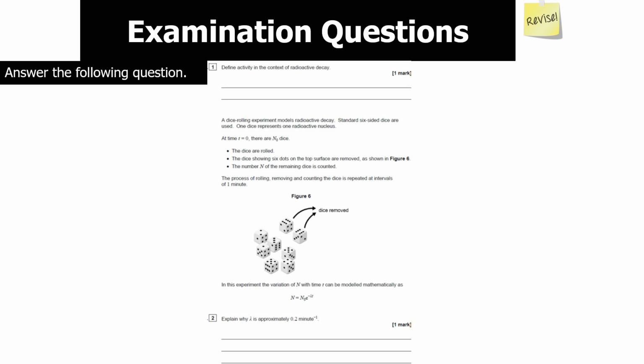The next question says, define the activity in the context of radioactive decay. Then a dice rolling experiment models radioactive decay. Standard 6-sided dice are used. One dice represents one radioactive nucleus, and at time t equals 0 there are n0 dice. The dice are rolled, and the dice showing 6 dots on the top surface are removed as shown. The number n of remaining dice is counted. The process of rolling, removing and counting the dice is repeated at intervals of 1 minute. In this experiment, the variation of n with time t can be modeled mathematically with n equals n0 e to the minus lambda t. Explain why lambda is approximately 0.2 minutes to the minus 1.